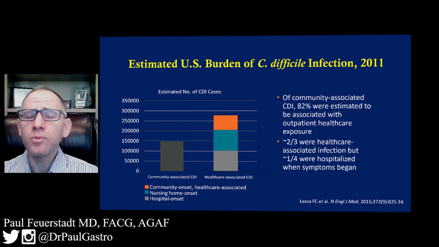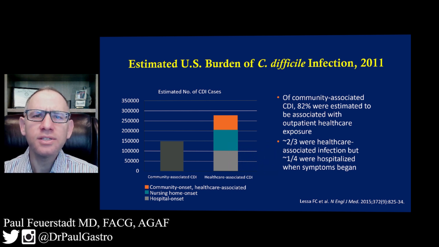Of that 1/3 with community-associated infection, 18% had no contact with medical care. They didn't visit a doctor's office. They didn't go to the hospital. It's unclear why they got the C. difficile. The healthcare-associated infection accounted for 2/3 of all infections. Of those 2/3, 25% had an onset in the hospital, implying most of these individuals had an exposure in the hospital, but subsequently developed the symptoms outside of the healthcare system.